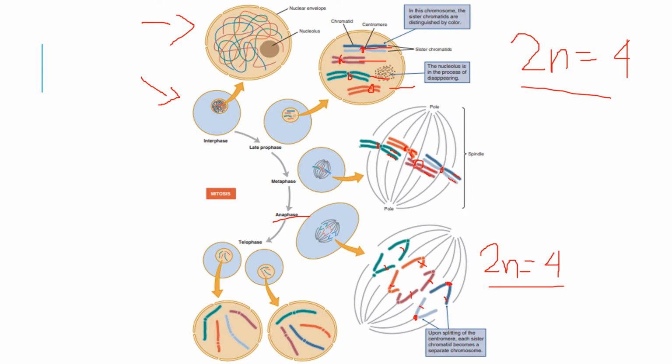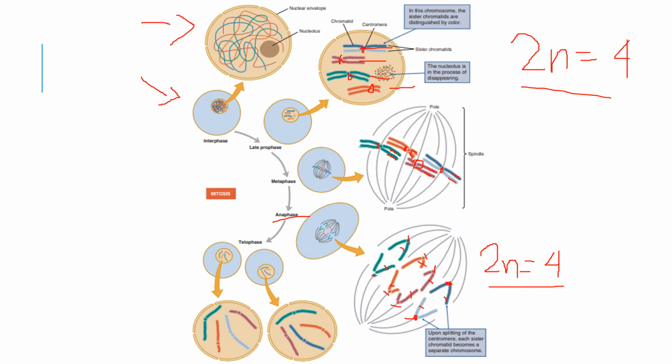How many spindle fibers would there be in anaphase? There would be 1, 2, 3, 4, 5, 6, 7, 8. 8 spindle fibers plus the spindle fibers with unattached chromosomes.